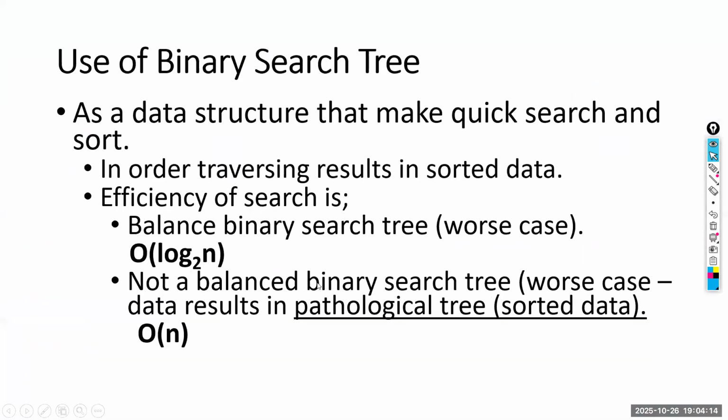Right. So then we were discussing the use of binary search trees. Obviously the main usage is searching, right? It's part of the binary search algorithm, one way of implementing binary search. If it is a balanced binary search tree, the worst case is log n. But in case it is not balanced, the worst case is getting into the pathological tree where data is already sorted. Then of course it is O(n).